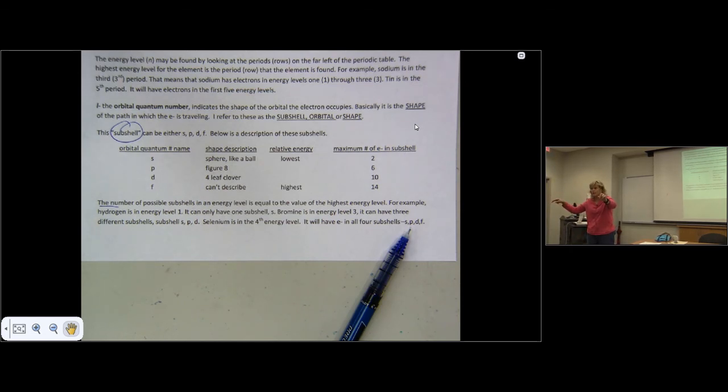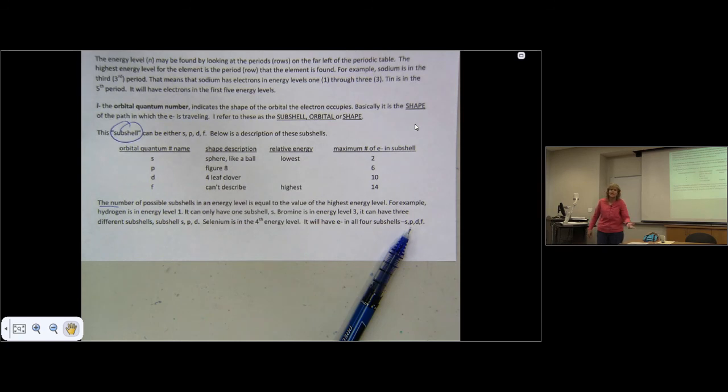That's the 2 part. In energy level 2, how many subshells are there? 2. Who are they? S and P. In energy level 3, how many subshells are there, rather? Who are they? S, P, and D. Energy level 4 can have S, P, D, and F.